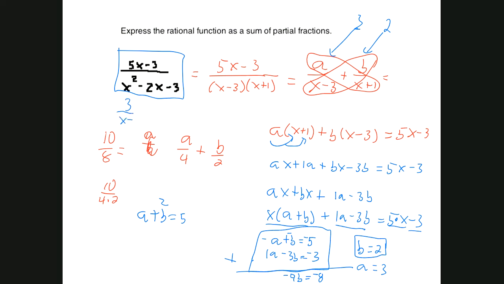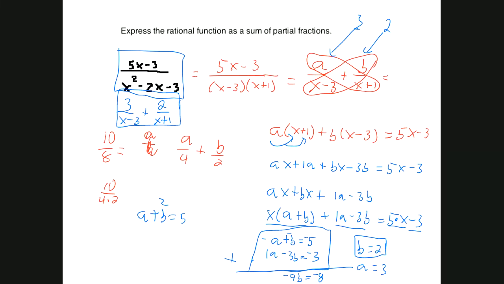3 over x minus 3 plus, what was my B value, 2? 2 over x plus 1. If you do not agree, multiply this out. You will get this as an answer. That is called partial fraction decomposition.